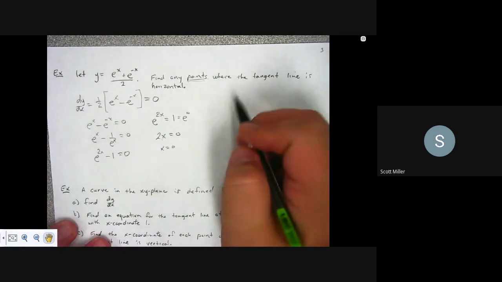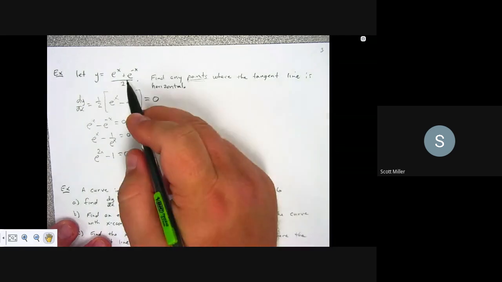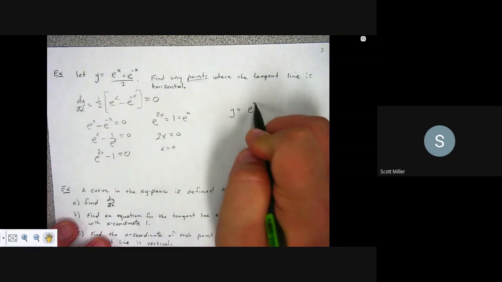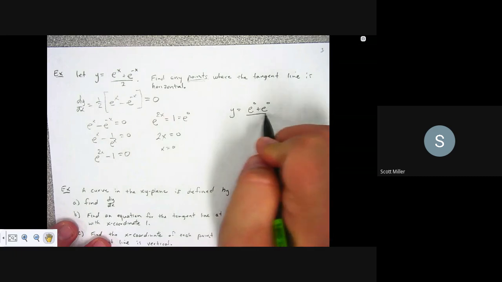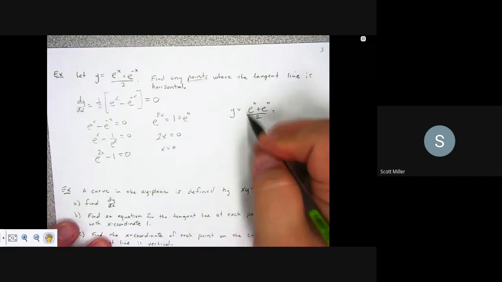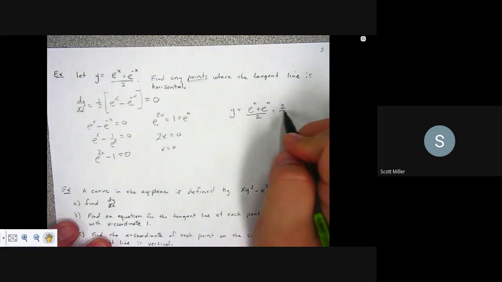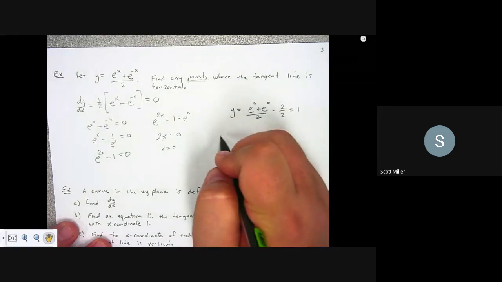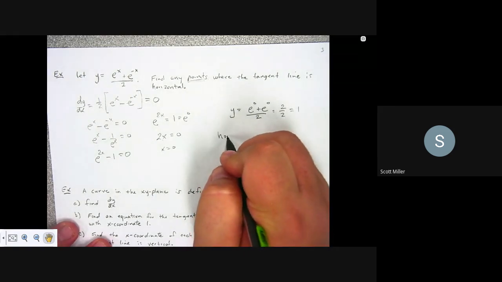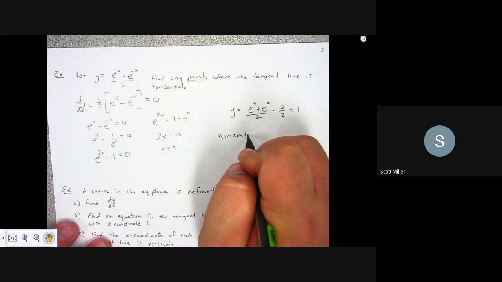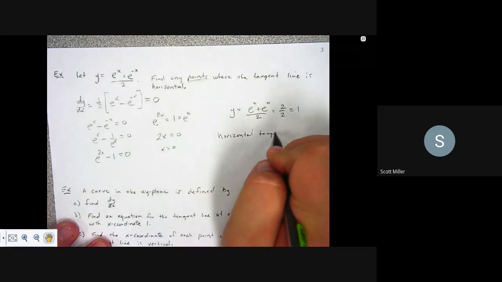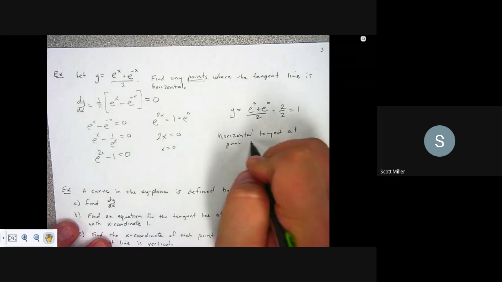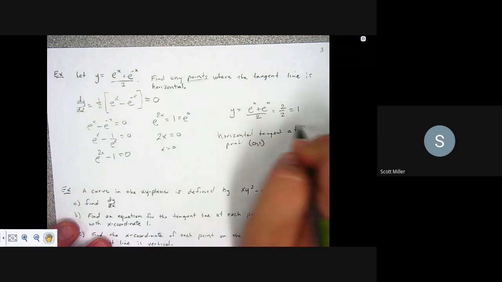All right? So then how do I find the point? Well, I got to plug it back into here. So y is e to the 0 plus e to the 0 divided by 2. And so this is going to be 1 plus 1, which is 2 over 2, which is 1. And then you write your answer, which is you have a horizontal tangent at the point 0, 1. And there's your answer right there.